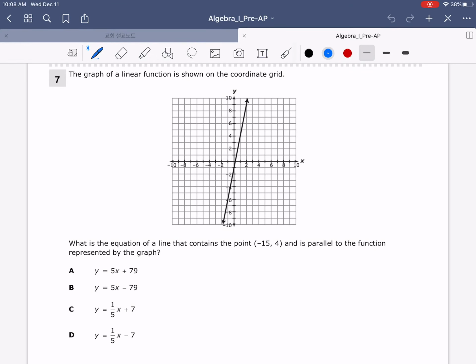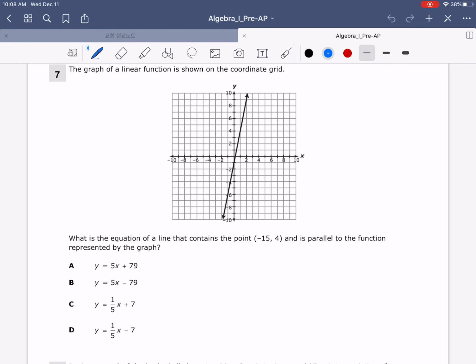Okay, in this video, I'll show you how to do questions from question number 7 and so on. Question number 7, I think, is an easier question than the ones I showed before. We are trying to find an equation that is parallel to this one and passes through this point. Fortunately, everything is in slope-intercept form, so we don't have to work extra hard for this.